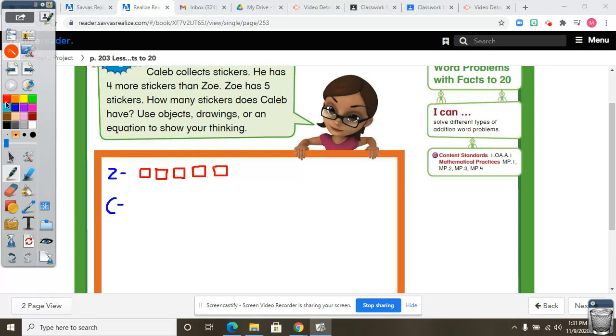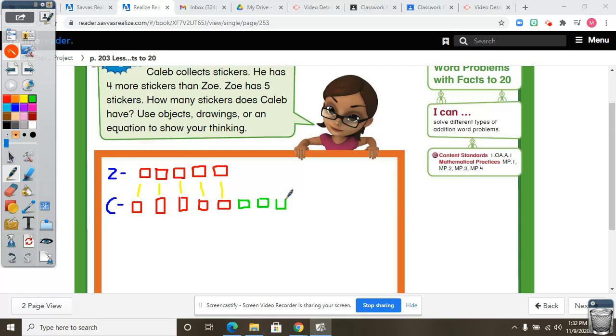Okay, so if he has 4 more stickers than Zoe, then we know he already has 5 stickers because he has more than Zoe. Okay, so there's his 5 stickers. Now they have the same amount of stickers. They each have 1, 2, 3, 4, and 5. But in the problem it says Caleb has 4 more stickers. So we need to give Caleb 4 more stickers than Zoe.